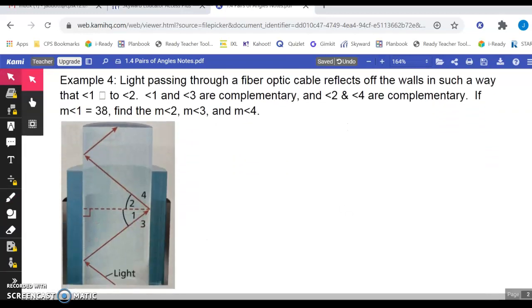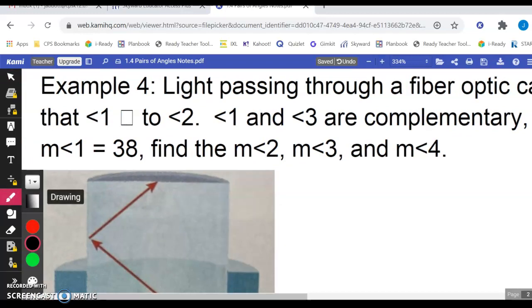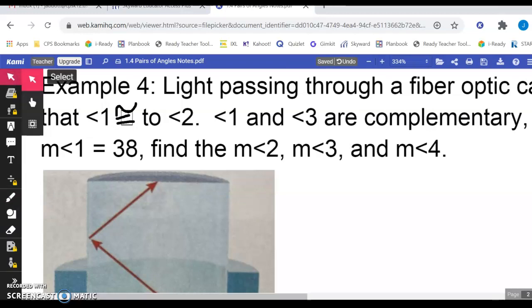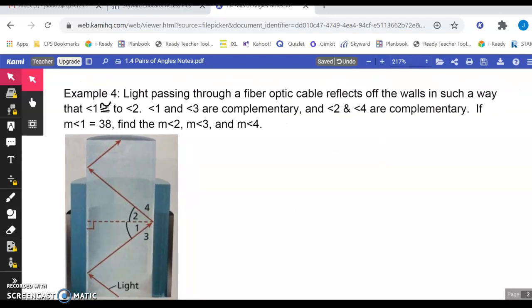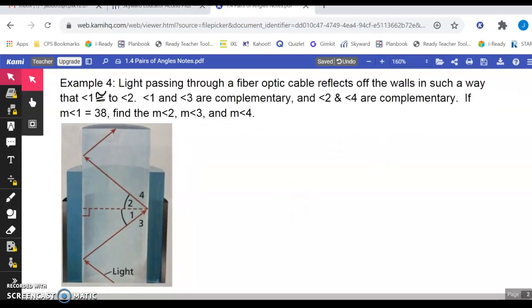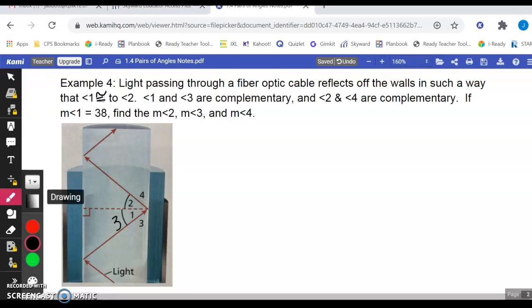And then for example 4, the light passing through a fiber optic cable reflects off the walls in such a way that the measure of angle 1, and my symbols did not download into Kami, the measure of angle 1 is congruent to angle 2. Angle 1 and angle 3 are complementary, and angle 2 and angle 4 are complementary. If the measure of angle 1 is 38 degrees, so this down here is 38, find the measure of angles 2, 3, and 4.